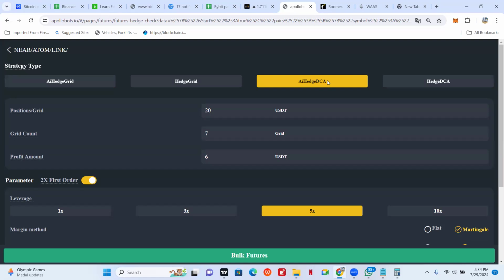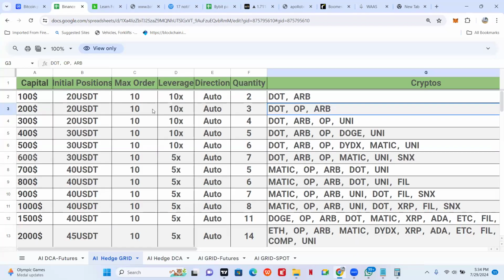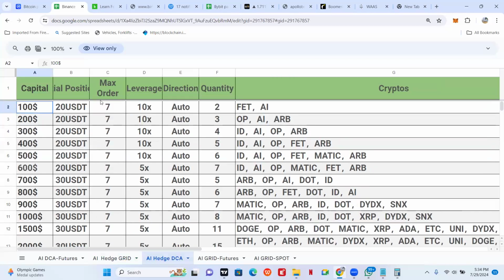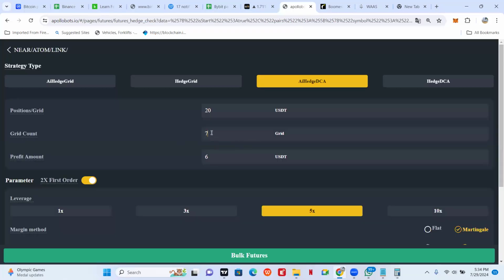Now I'm setting up, and my initial position, which is the position grid here, is 20. It says 20 on the chart. Now grid count is 7. I leave it at 7. Let's see the grid counts. Look at it, $200. The max order is 7, right? So we put in 7 here.